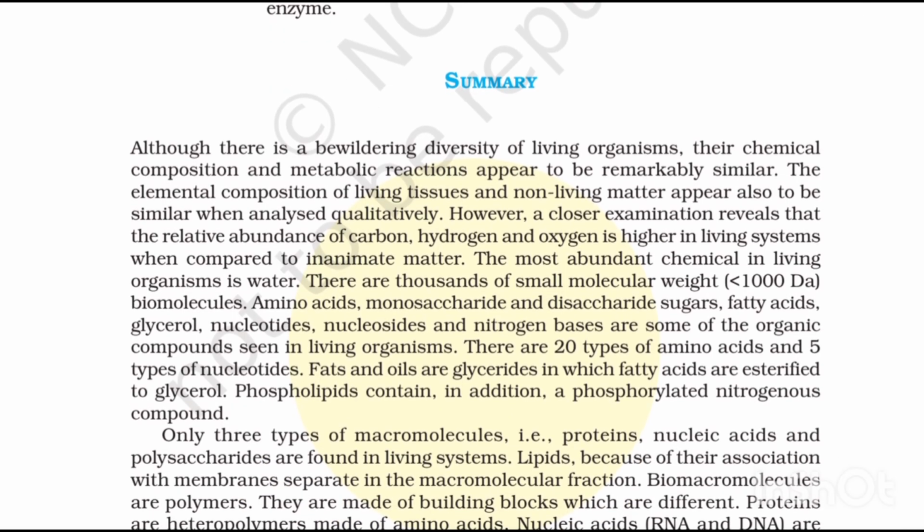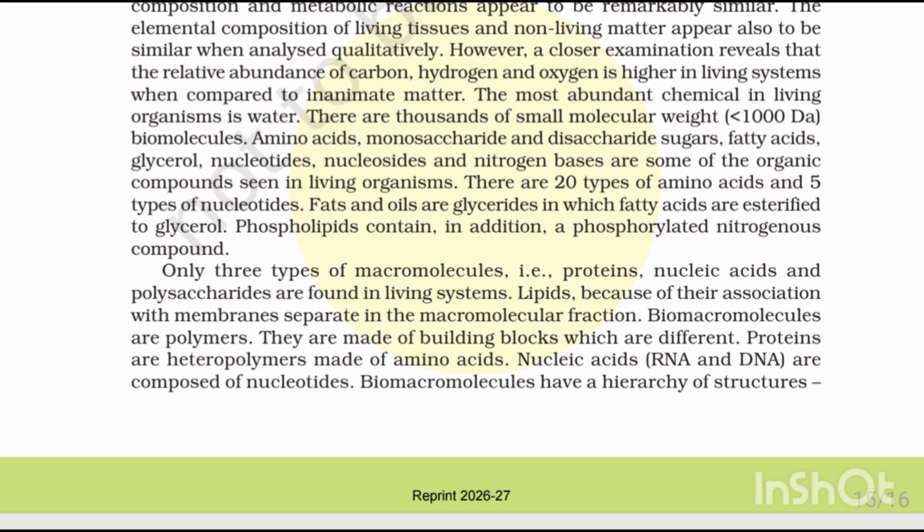Fats and oils are glycerides in which fatty acids are esterified to glycerol. Phospholipids contain an additional phosphorylated nitrogenous compound. Only 3 types of macromolecules, that is proteins, nucleic acids and polysaccharides, are found in living systems. Lipids, because of their association with membranes, separate in the macromolecular fraction.